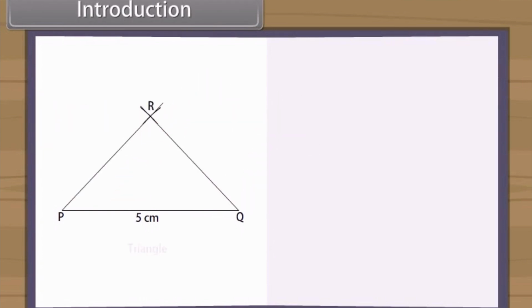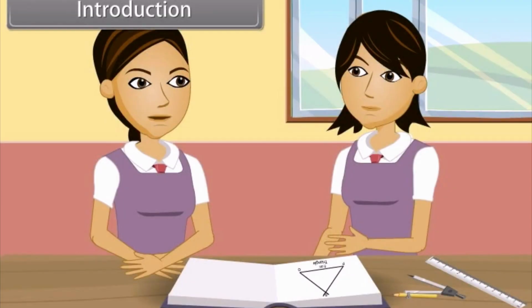Hey Sudha, look, I have made a triangle. Can you make a similar triangle? Yes, I can make, but I do not have a ruler to measure the length of its sides. Do you know, we can make it without taking its measurements. Really? Yes, our teacher has taught us many constructions. Do you want to know? Yes, please. Okay, come, I will teach you some constructions today.